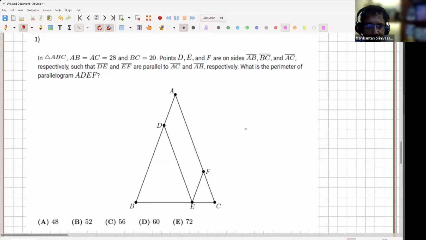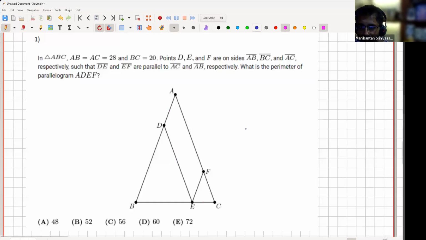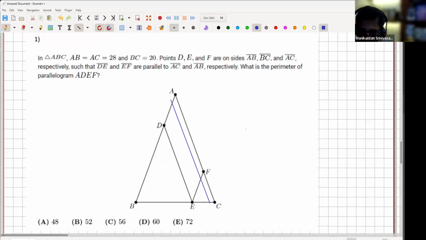He didn't give any information about where E is placed, right? So technically, it could have been a parallelogram, which is something like this, right? And then this could have been something like this, right? So the answer is somewhat independent, because of the way he's asking this question. The answer should be independent of where the location of E is. Are you guys with me?